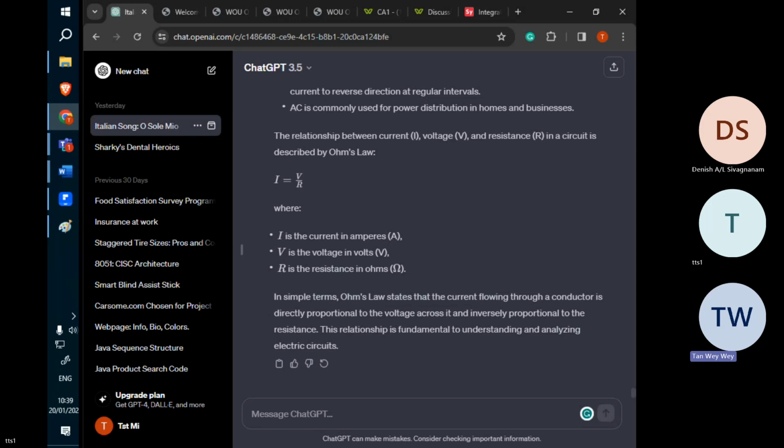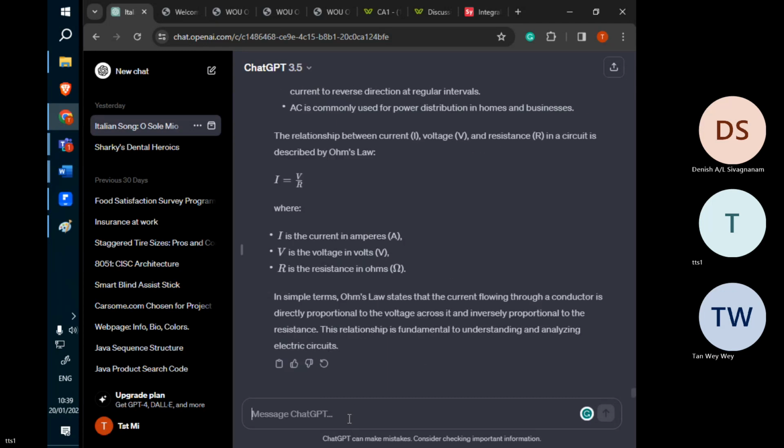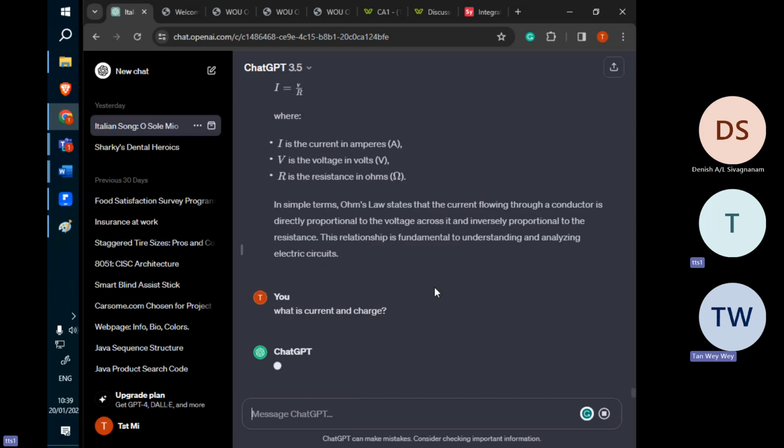So the current, the direct current, you say the current is the electrical charge flow in one direction, and then okay. I think it's not really detailed yet. Probably I should rephrase my question. What is current and charge? Okay, let's see whether it gives us a good answer.